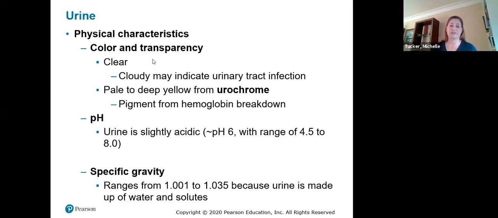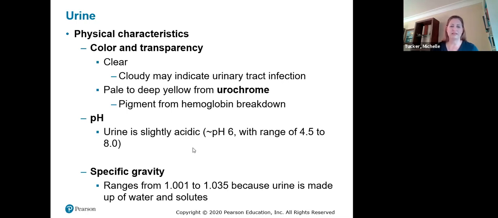Urine should be clear; cloudy usually indicates an infection. It should be pale to deep yellow depending on hydration status. Urine, in a Western diet, tends to be acidic because we tend to like acidic foods. If somebody is vegetarian, vegetables contain alkaloids, and so if somebody is truly vegetarian or vegan, their pH may be more on the alkaline side.